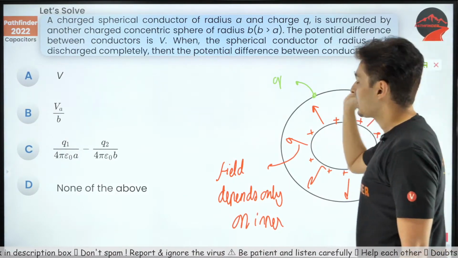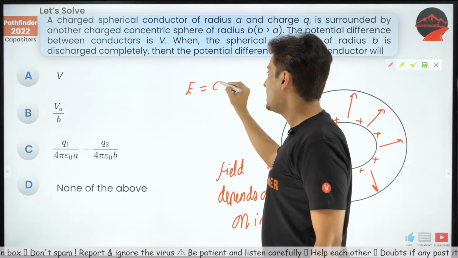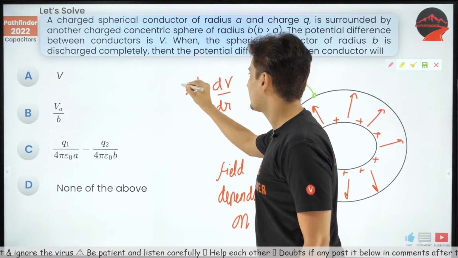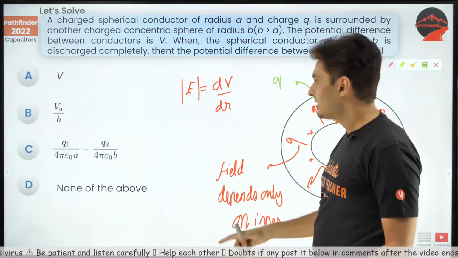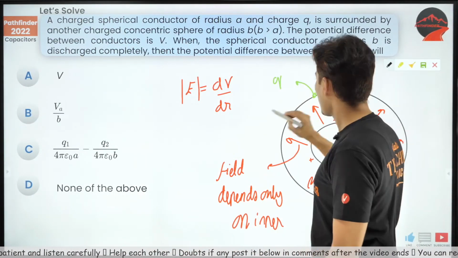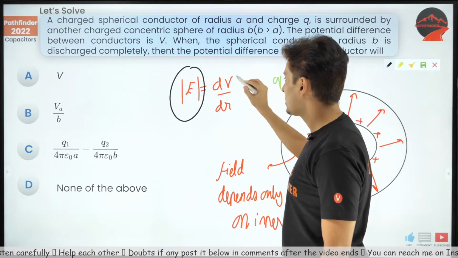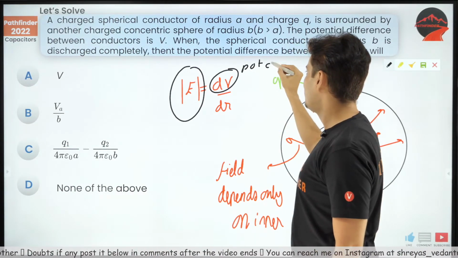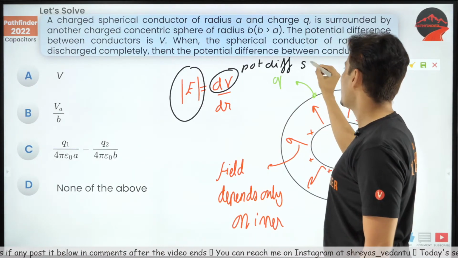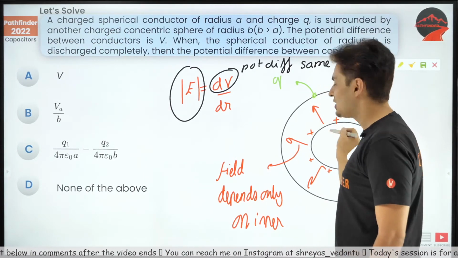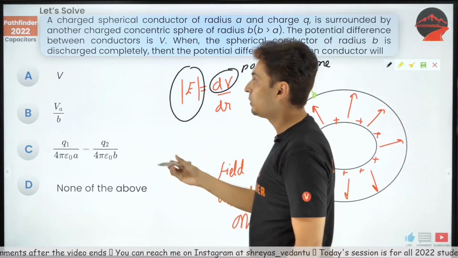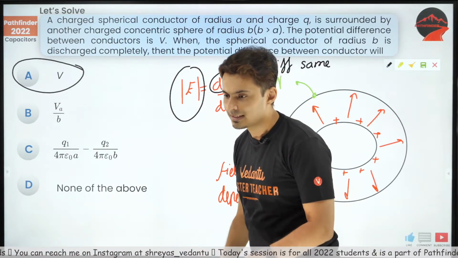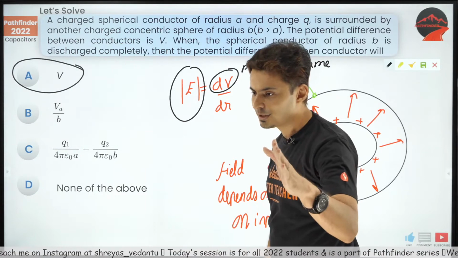Now remember that E is dV by dr in magnitude. Magnitude wise, electric field is dV by dr. So guys, if the field does not change, obviously dV also won't change. The potential difference will remain the same between these two shells. That means if earlier it was V, now also it will be V. I hope this is clear. Is that understood?